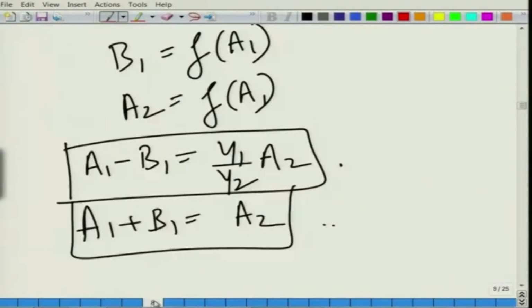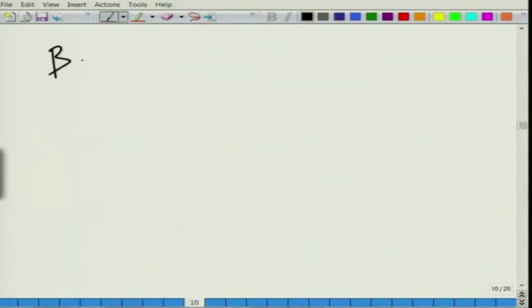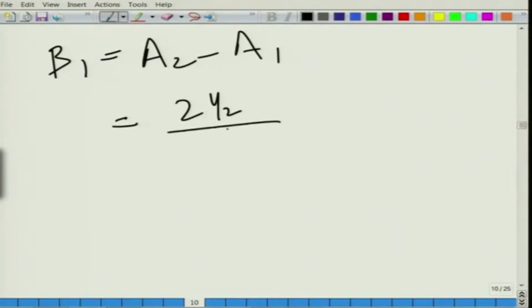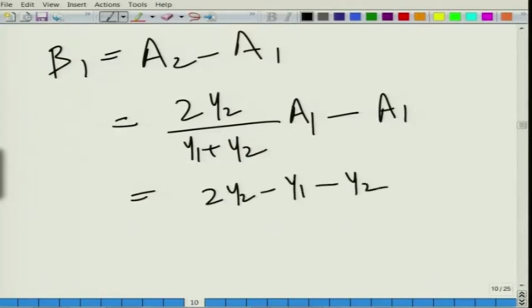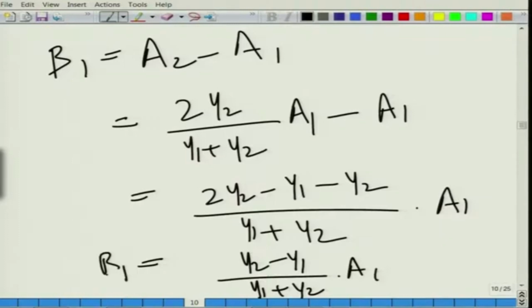So what about the equation for B1? B1 then is, we just need to subtract A1 from A2. So B1 will become A2 minus A1. So you get 2y2 by (y1 plus y2) times A1 minus A1. So you get (y2 minus y1) divided by (y1 plus y2) times A1, and B1 is here.